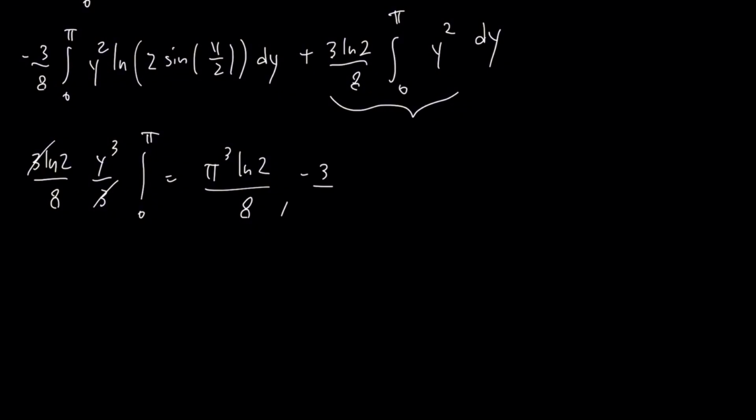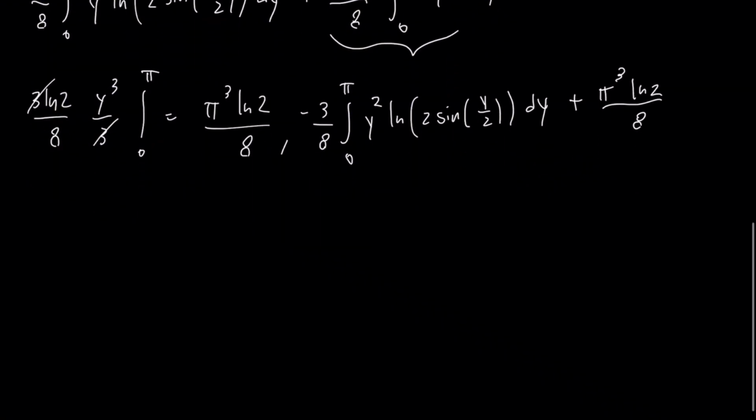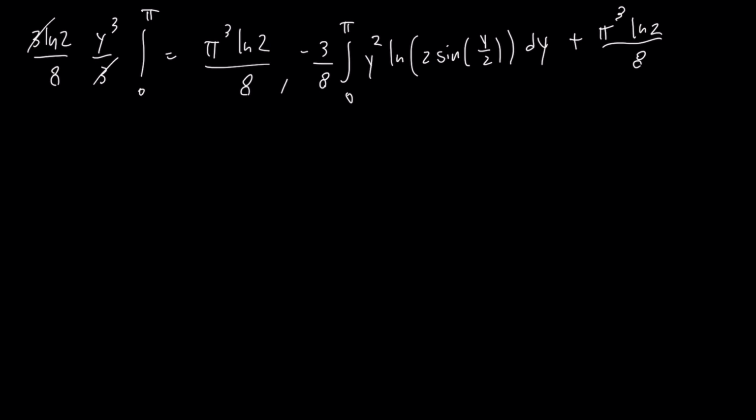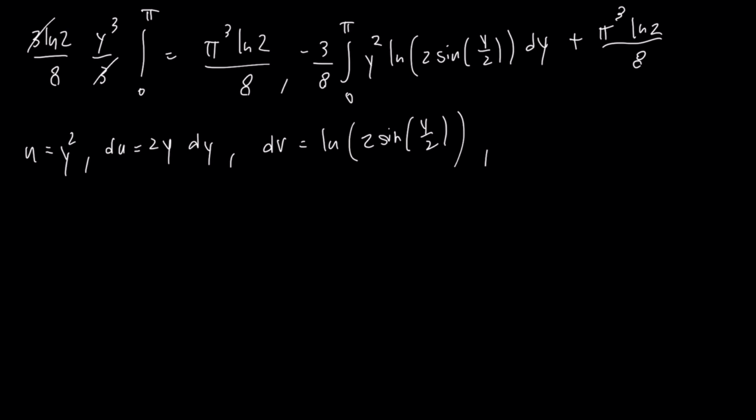So now we have a negative 3 over 8, the integral from 0 to pi, y squared, the natural log of 2 sine of y over 2 dy plus pi cubed log 2 over 8. And then from here, we'll use integration by parts again. So we're going to let u equal y squared, which means that du equals 2y dy. We're going to let dv equal the natural log of 2 sine of y over 2, which means that v equals the integral of the natural log of 2 sine of y over 2.